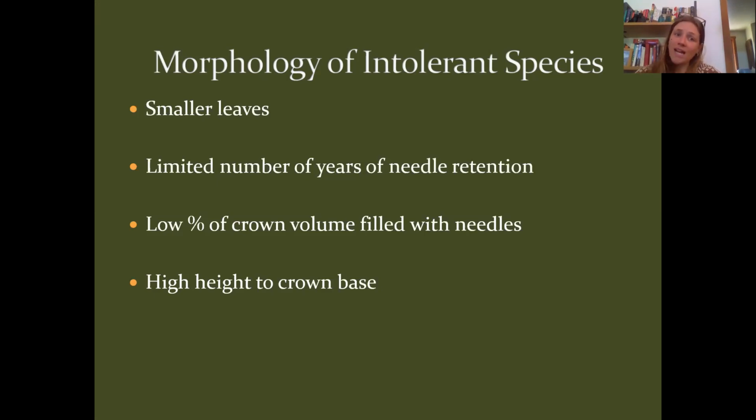So that's true on the branches, and it's also true of the crown of the tree as well, the part of the tree that has branches with live needles. So it has a low percent crown volume, meaning there's going to be a much higher portion of the tree, a much taller portion of the tree, that's just trunk, that doesn't have any live branches on it. We could also refer to that as having a high height to crown base. So you have to go fairly high up on the trunk before you get to the live crown base.